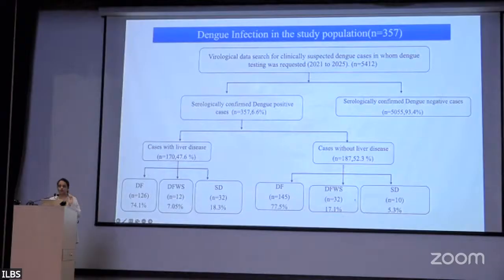In the liver disease group, dengue fever was the most common presentation, followed by severe dengue and dengue with warning signs. On the other hand, in patients without liver disease, dengue fever remained most common, but dengue with warning signs was more frequent, and severe dengue was significantly lower.